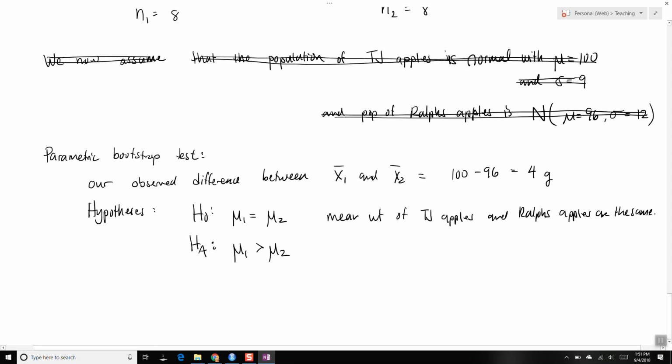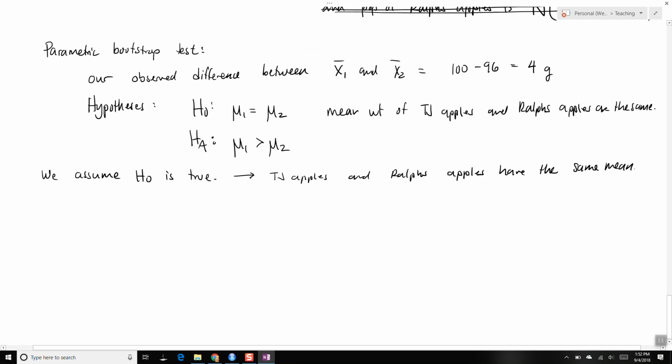Okay, here's our hypotheses. And so for the parametric bootstrap test, we assume the null hypothesis is true, which basically translates into Trader Joe's apples and Ralph's apples have the same mean.